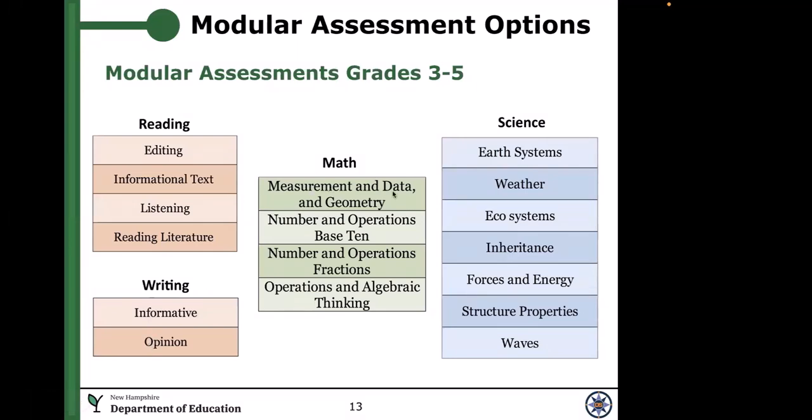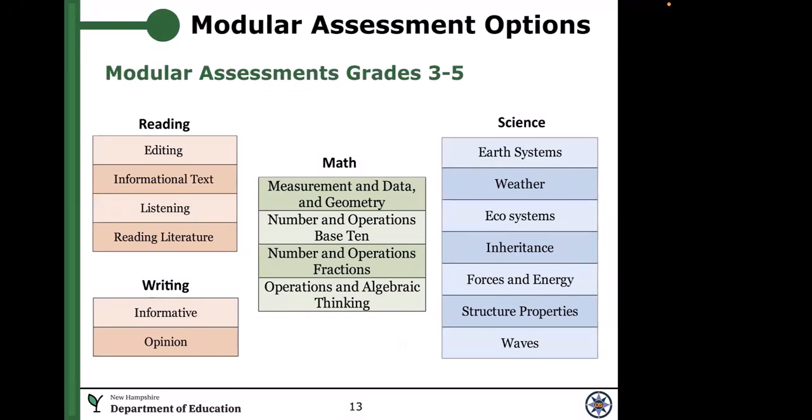For math, there's measurement, data, and geometry. So those are 2 domains of math in one. Then you have numbers and operations base 10, numbers and operations fractions, and then operations and algebraic thinking. For science, you'll have all of these science topics here: earth systems, weather, ecosystems, inheritance, forces and energy, structure properties, and waves. We'll talk a little bit about the science.